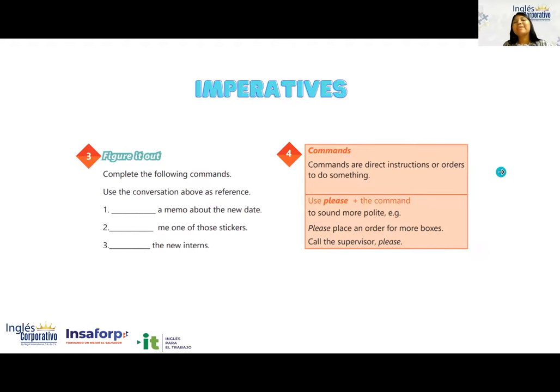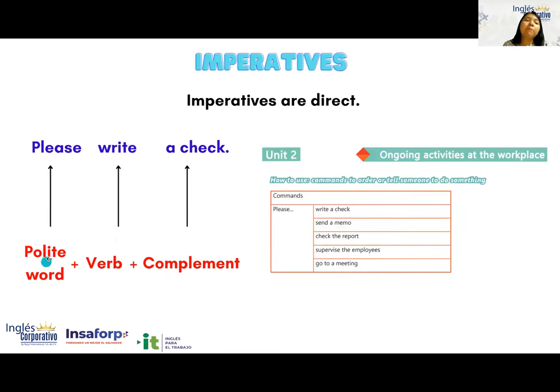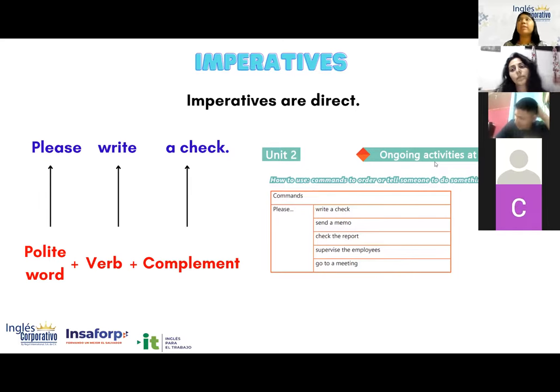Okay? So what is exactly an imperative? An imperative is a polite word, una frase cortés, en este caso es please, okay? A verb and a complement. If you notice, guys, we do not have a subject. No tenemos sujetos en los comandos ni en las órdenes. No se lleva un sujeto. La estructura es polite word plus verb plus complement. ¿Ok? Es como nosotros en español que decimos, cierra la ventana, abre la ventana, cierra la puerta, abre la puerta, tráeme agua, anda al súper. ¿All right? Son comandos, son órdenes. ¿All right? So then we have a couple of examples.